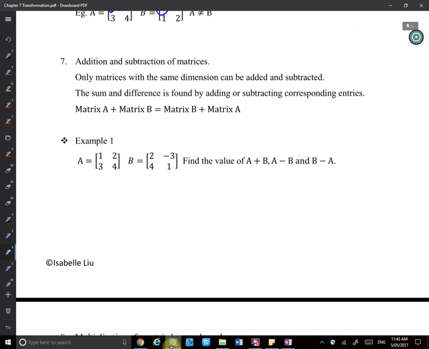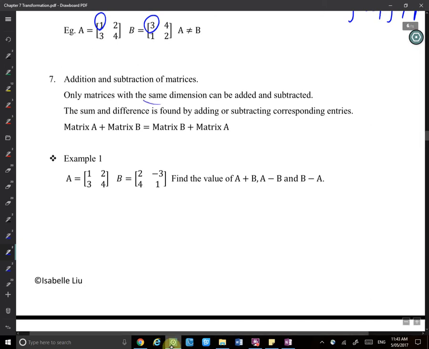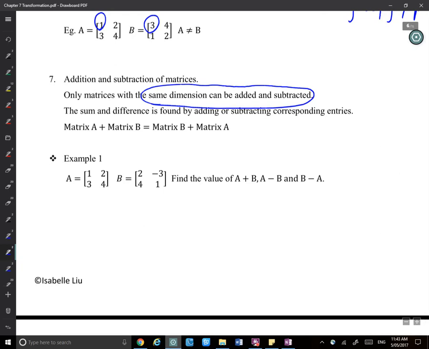Okay, addition and subtraction of matrices. First, there's a requirement if you want to add or subtract. Only matrices with the same dimensions can be added or subtracted. You need to have the same dimension, 2 times 2, 3 times 4, it needs to be the same dimension. Then you can add or subtract between them. The sum and difference is found by adding or subtracting the corresponding entries.